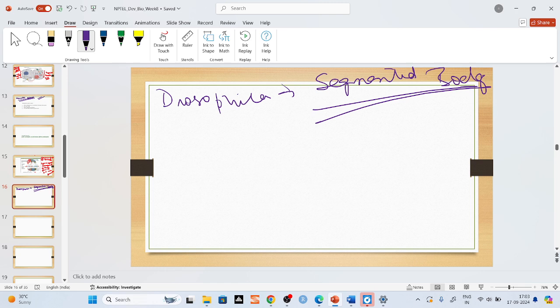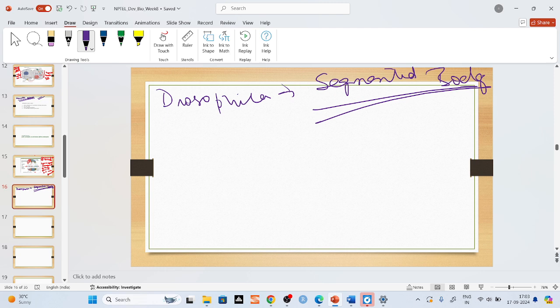And the four main categories of genes that control this process are the gap genes, pair rule genes, segment polarity genes, and homeotic selector genes. And each play a specific role in defining the body's segment from head to the tail, that is, from the anterior to the posterior axis.